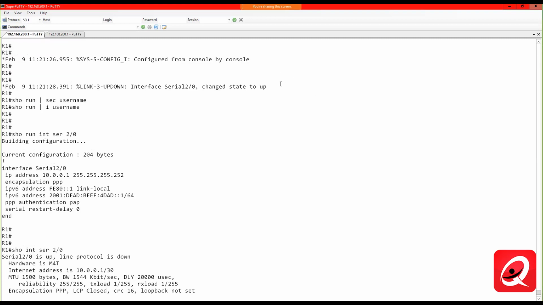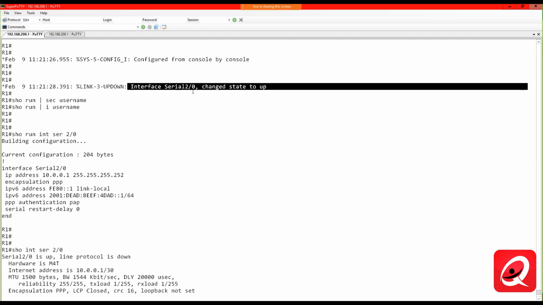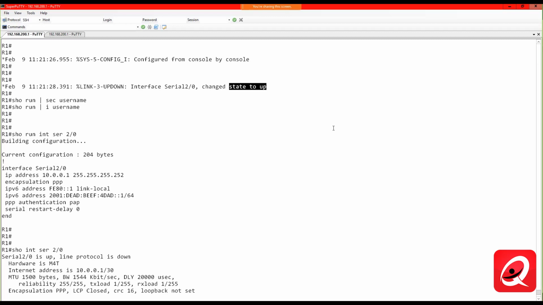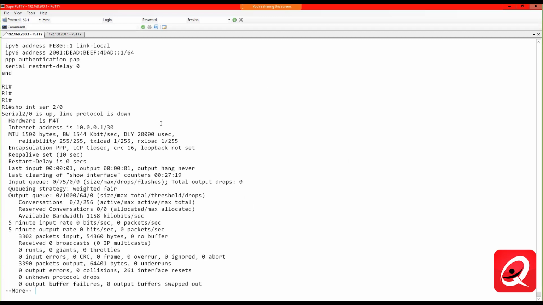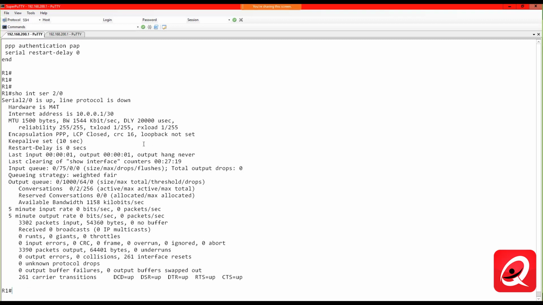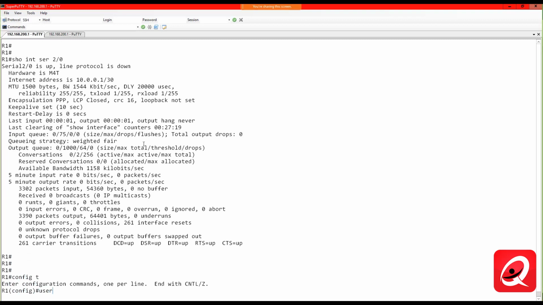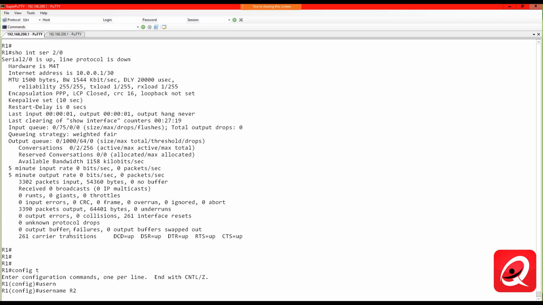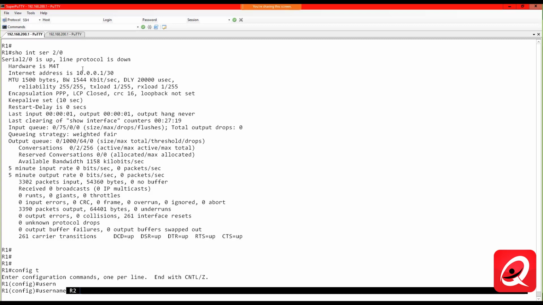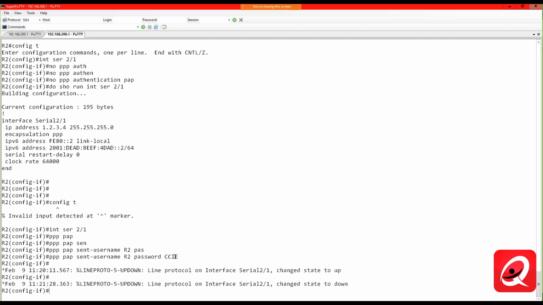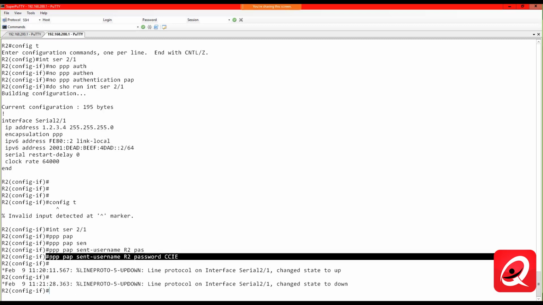So it was reporting that it came up. The state changed to up. Ah, never mind. That's the physical layer, right? Of course the state is going to change to up, but the protocol is down, which is what we would expect because we don't have a way of authenticating the other side of the link. So I'm going to type in username R2 again. The username is what we specified in the configuration of the interface here.